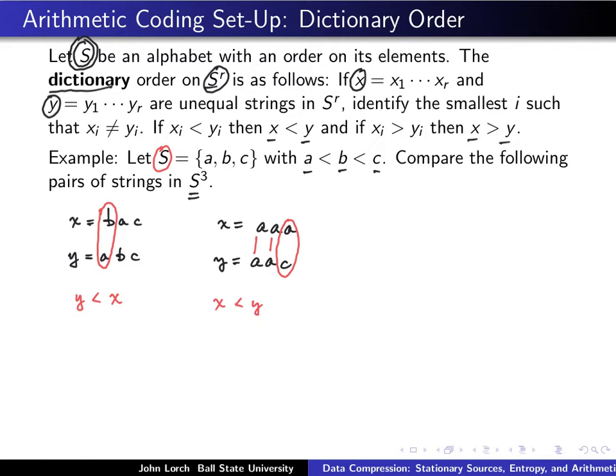Okay, and now maybe just one more, because it's fun. What if we have, I don't know, X equals AAB and Y equals ABA?